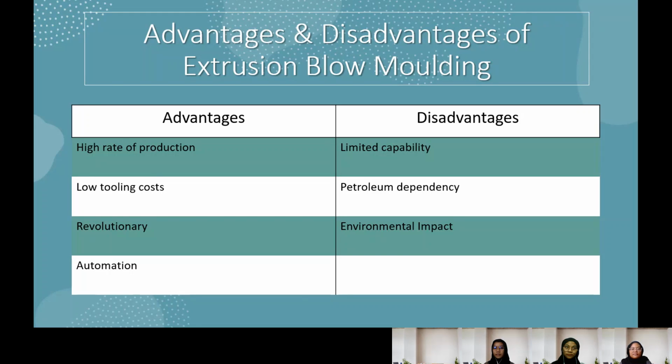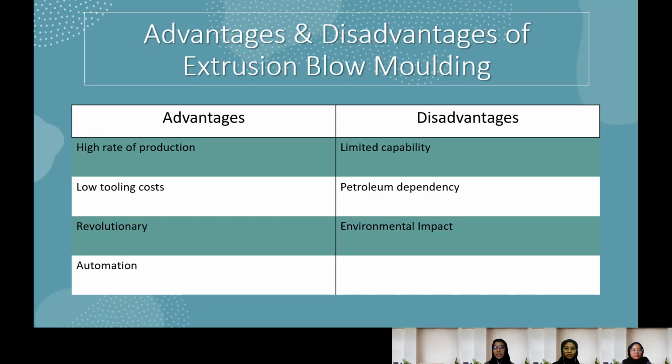Thank you, Amalia. So the advantages of using the extrusion blow molding process is it produces a high production rate and it also has a low cost. Then the advantage is also revolutionary. What is meant by revolutionary is that the extrusion method of creating plastic products revolutionized the manufacturing technology, giving different industries a viable solution.